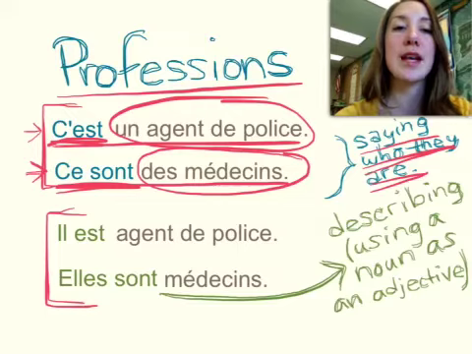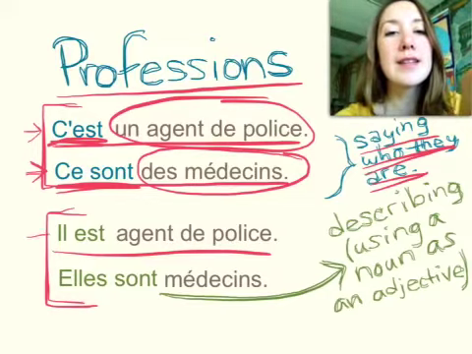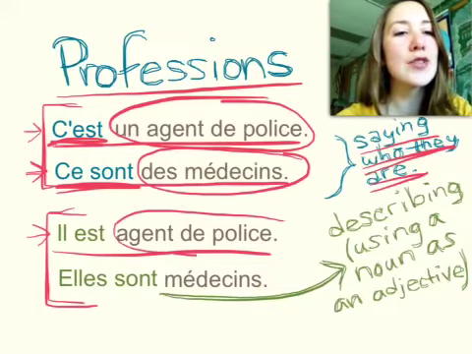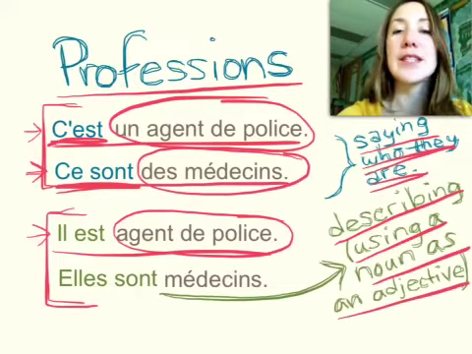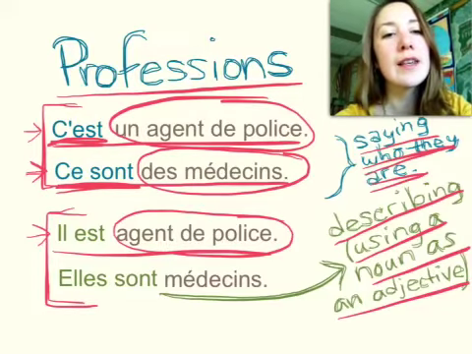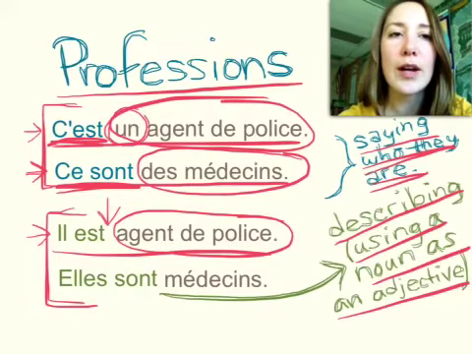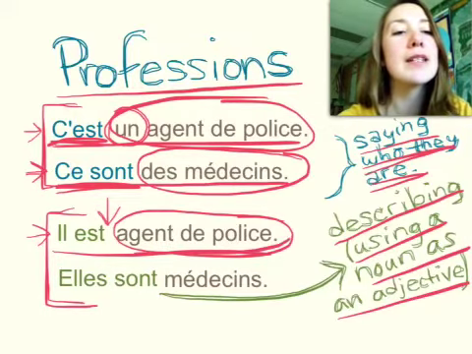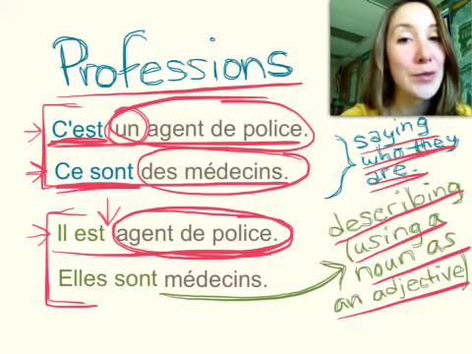But I could also say, il est agent de police. He is a police officer, but I'm using agent de police as an adjective. I'm describing using a noun as an adjective. It's something that exists in French, but not in English. And you'll notice here that il est agent de police, I don't have my indefinite article un that I had up in the example above. And the reason why is because agent de police is being used as an adjective here. I know it's complicated, but it's true.